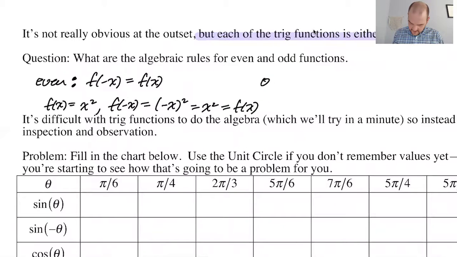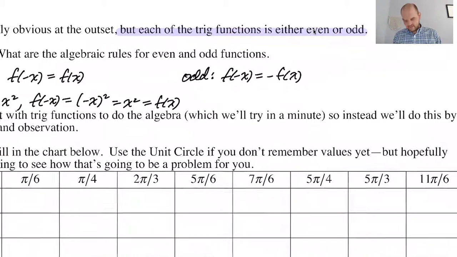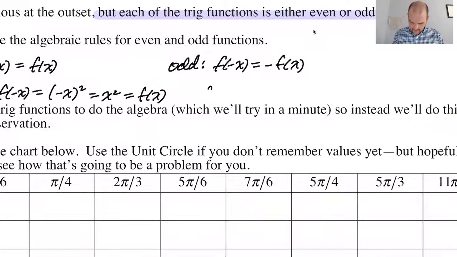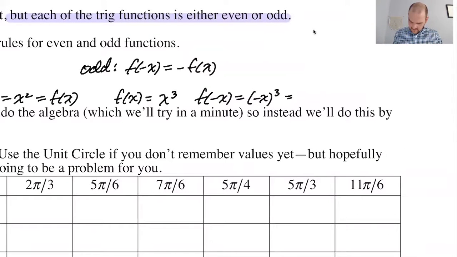Now odd functions, again, we start with f of negative x, and that should give you the opposite of f of x. So what's a good odd function? Let's use f of x equals x cubed, which is odd. So I'm going to find f of negative x. That's negative x cubed, which is the negative of f of x. Therefore, odd. So that's what you should do.